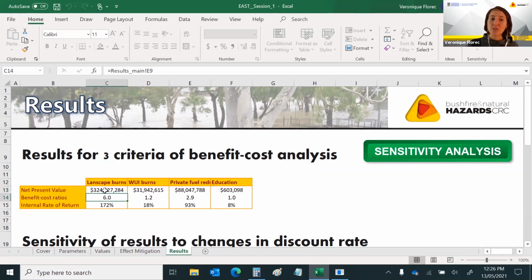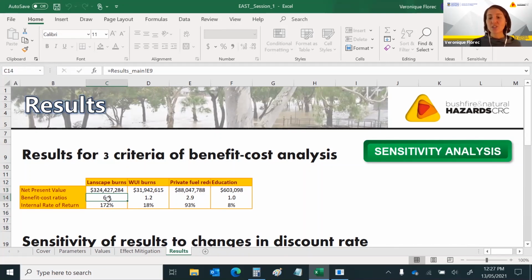The net present value is basically the benefits minus the cost. So it doesn't mean that the benefits are necessarily higher or lower for any of these. At the moment, we don't have the detail. All we know is that when we do benefits minus cost, we get the net benefits being higher for this one than the others. This one might have a lot more benefits than the landscape burns, but the cost might also be much higher. That might be the reason why it is giving me a net present value that is lower.